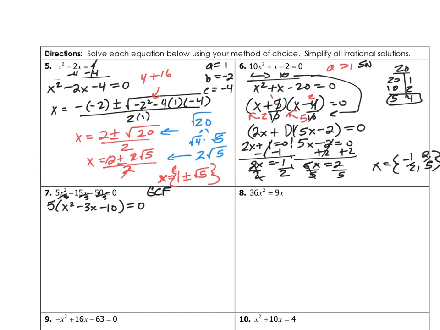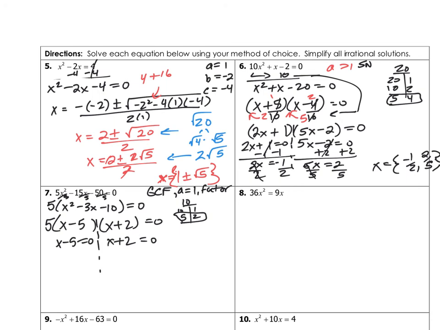Okay, now what I have left inside parentheses here is where a is equal to 1, I can factor. Okay, and so factors of 10, 10 and 1, 5 and 2, I can use 5 and 2. So I'm just going to bring down my 5. And then since the b term is negative, I know the larger factor needs to be negative. So x minus 5, x plus 2 equals 0. Now draw your line, set each one equal to 0. And you can just kind of forget about that 5.